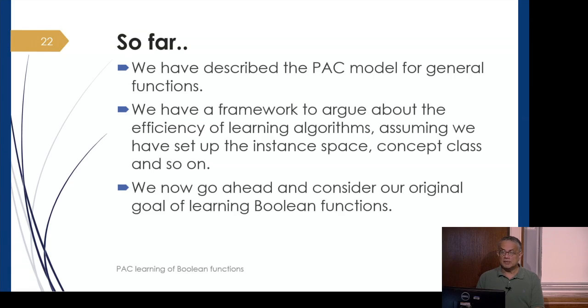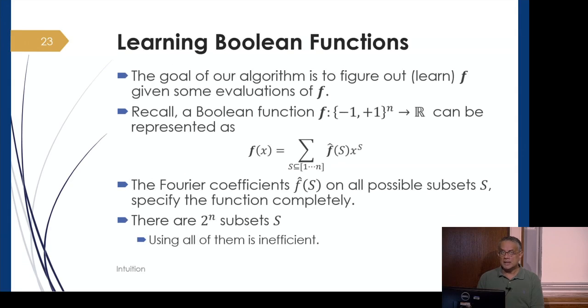Given that we have this PAC framework which talks about how well you can learn through epsilon, for example, and what confidence you have through this parameter delta, we'll now try to apply those concepts and make them concrete. Given what we already know about Boolean functions, we'll do a 5-minute recap of what we have seen in the past, including their representations through their Fourier spectra.